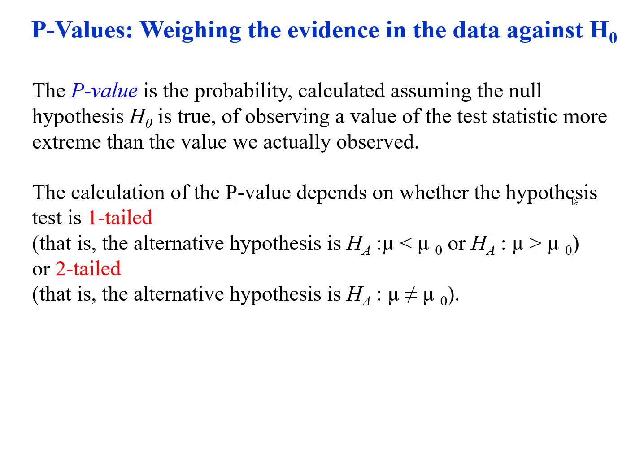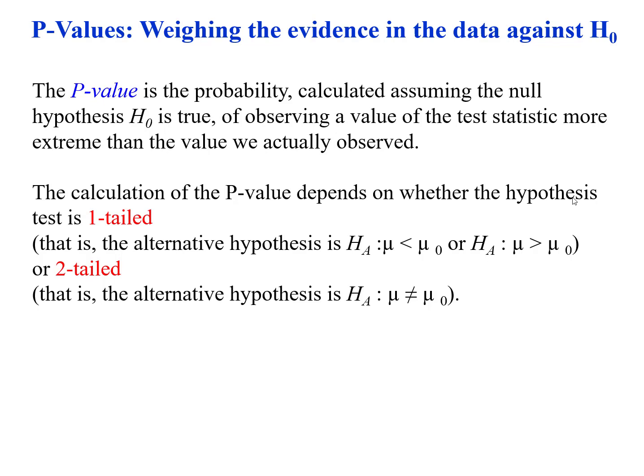If the p-value, the probability, is lower than the level of significance, then we say that the evidence related to the null hypothesis is not so strong. So we will reject H naught, and in that case we will accept the alternative hypothesis. The calculation of the p-value depends on whether the hypothesis test is one tail or two tail. So what is one tail and what is two tail?